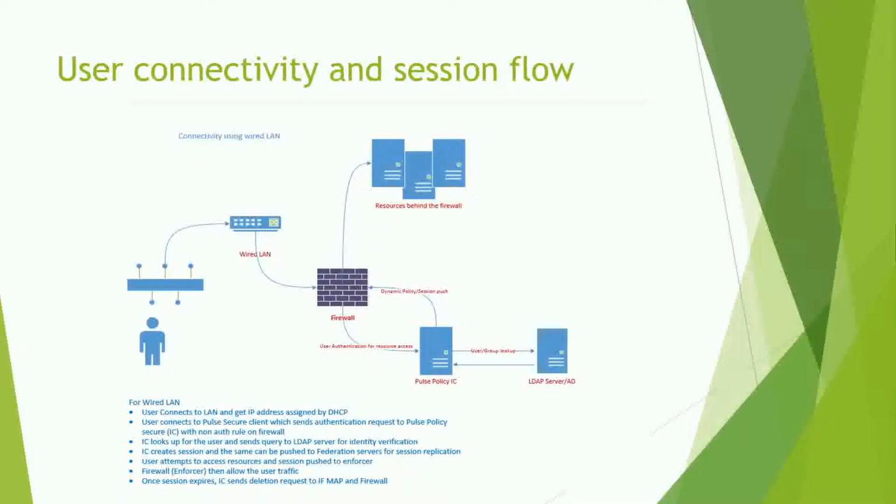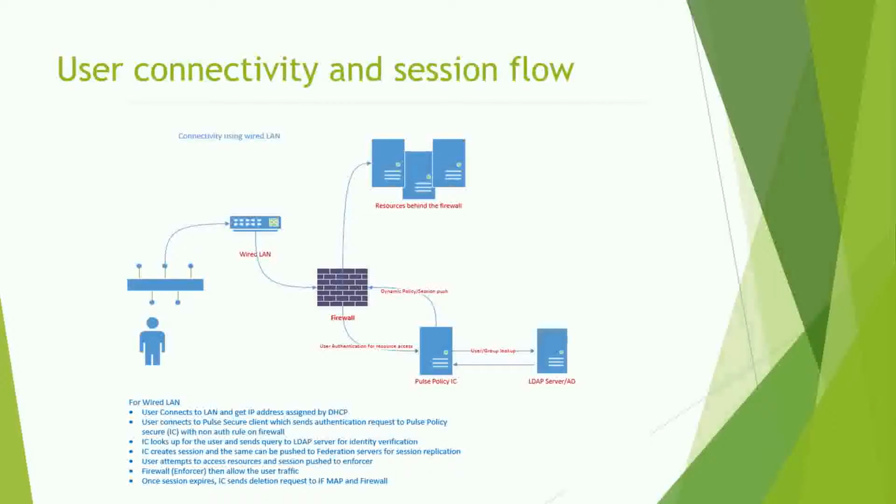Let's take a look at the step-by-step connectivity flow from the user perspective. Step 1. User connects to LAN and gets an IP address assigned by DHCP. Step 2. User connects to Pulse Secure client, which sends an authentication request to Infranet Controller. Step 3. Infranet Controller looks up the user credentials and sends a query to the adapt server for identity verification.